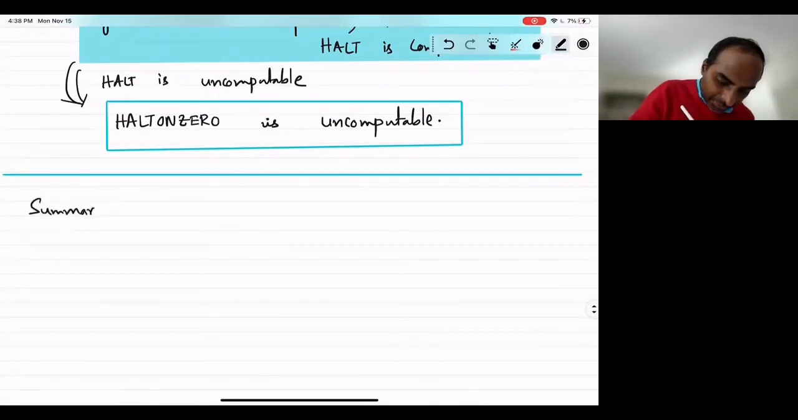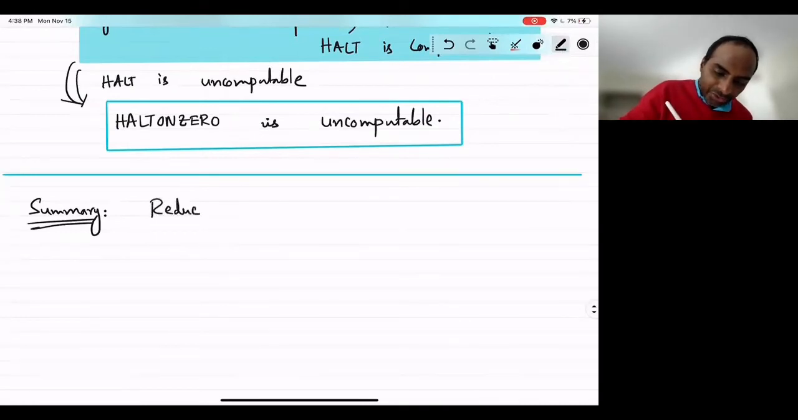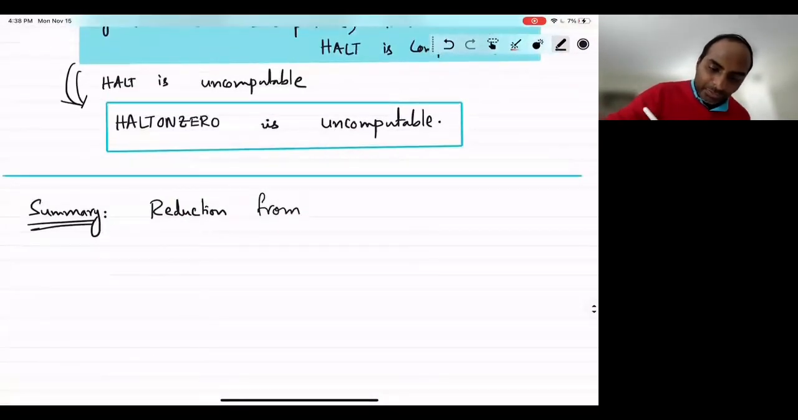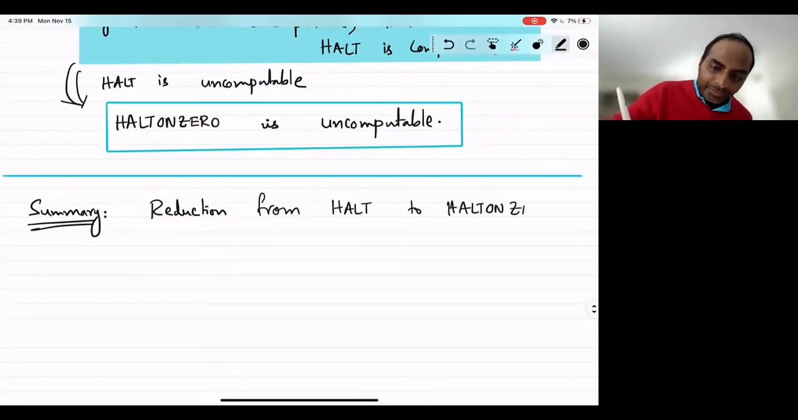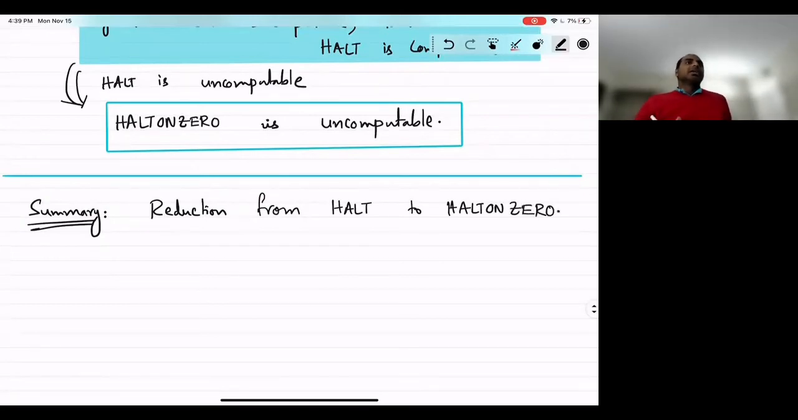So summary, we showed we have a reduction from halt to halt on 0. Okay, so that's exactly what we did. And now let's do one more example.